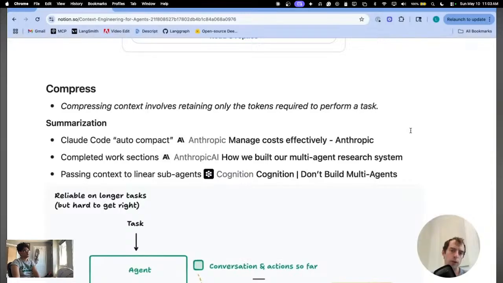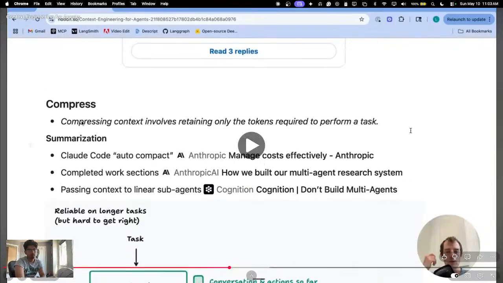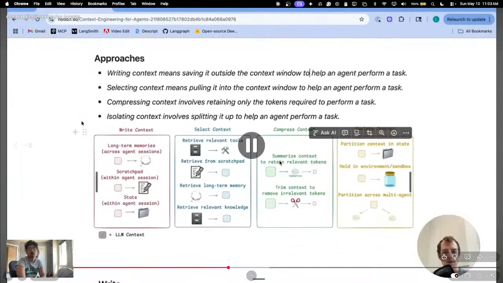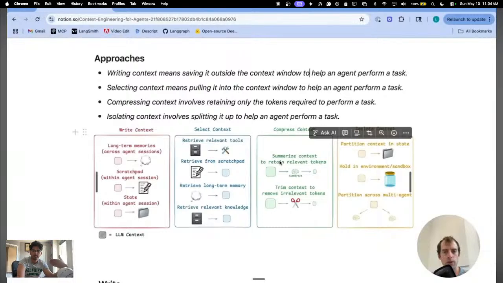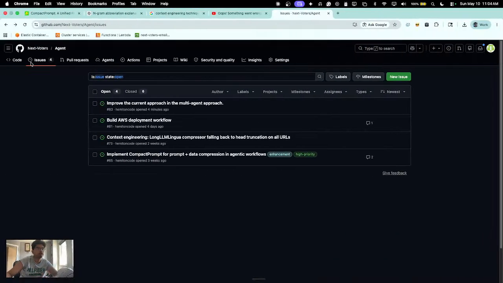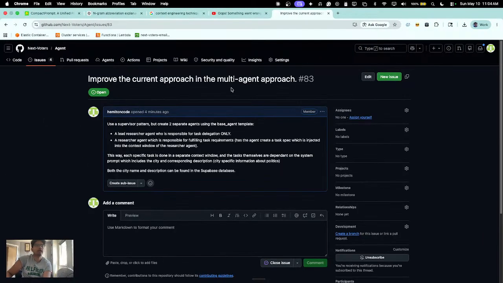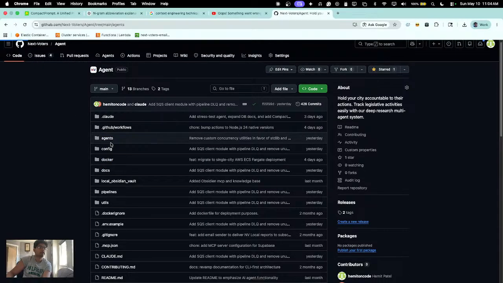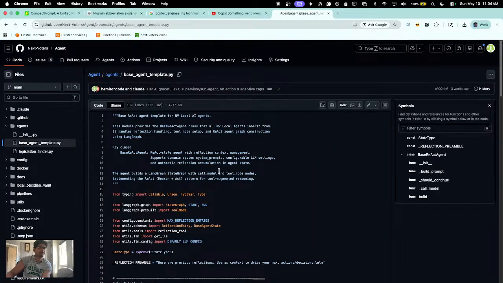Yeah. So after the context compression, there's also isolating the context, and that's actually something that we're already doing, right? I'm already doing that isolation of context by creating a multi-agent approach, right? We have the supervisor pattern, which creates two separate agents, and it does that. I made the code in this specific way by using the base agent template, right?